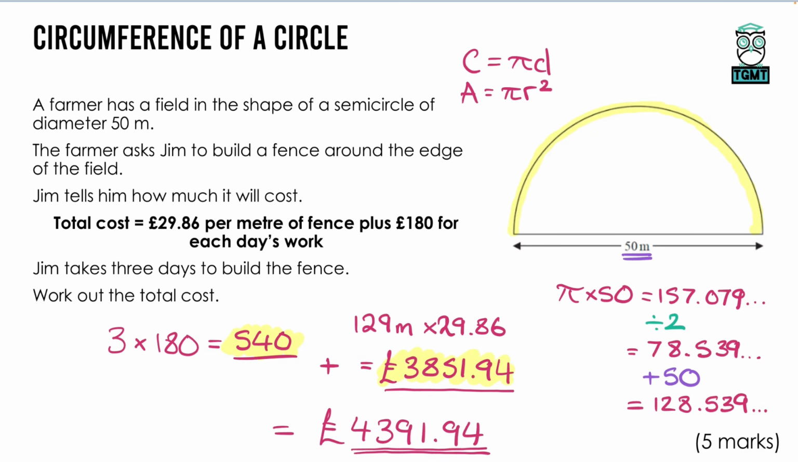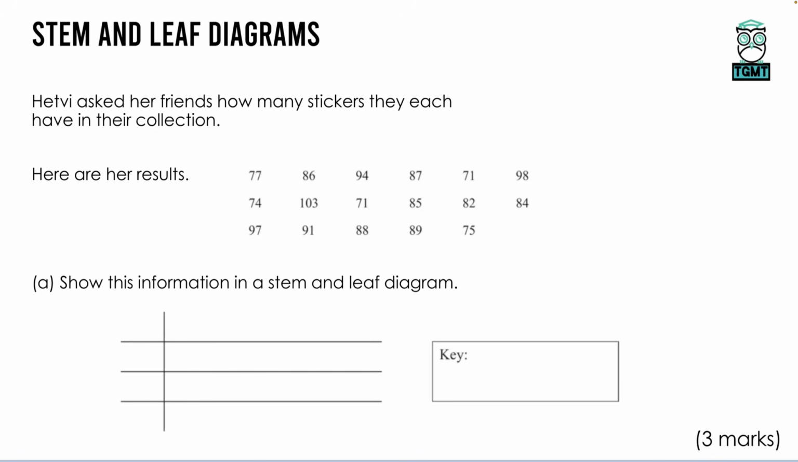Okay, so for a stem and leaf diagram, it says Hetvi asked her friends how many stickers they each have in their collection, and here are her results. Show this information in a stem and leaf diagram. Now we need to look through these numbers and see which is our smallest. It looks like the smallest is in the 70s. So we'll start this off with a 7 for numbers in the 70s. We'll then have numbers in the 80s, 90s and 10 for numbers in the hundreds.